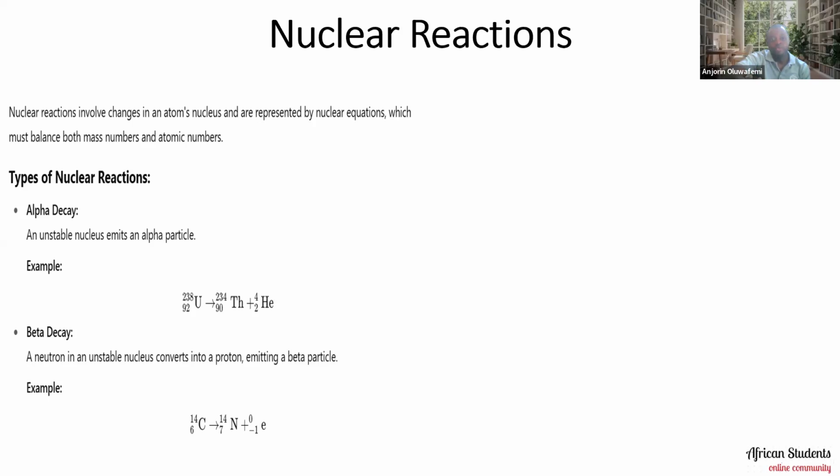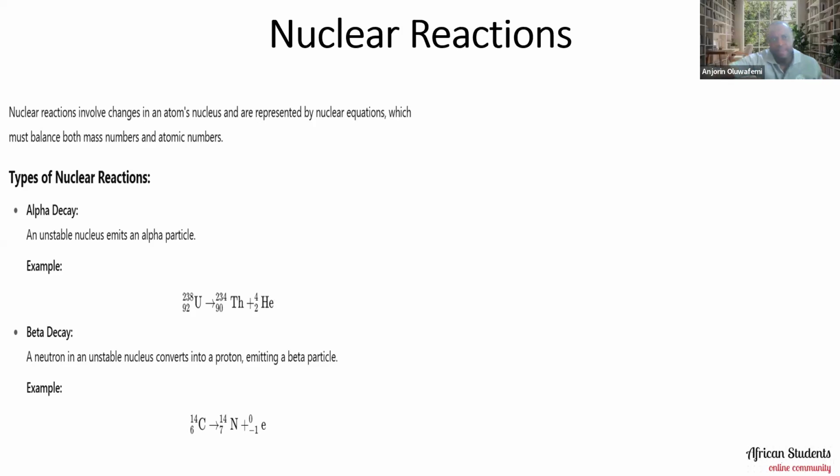Now, when you look at alpha decay, an unstable nucleus emits an alpha particle. Let's pick for instance uranium-238, with a mass number of 238 and an atomic number of 92. When it goes through alpha decay, it gives us thorium-234, that is thorium with a mass number of 234 and an atomic number of 90. If you look at it closely, the mass number of uranium is 238, while the atomic number is 92. But thorium has a mass number of 234 and an atomic number of 90.